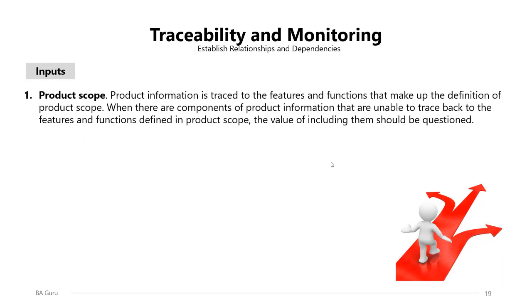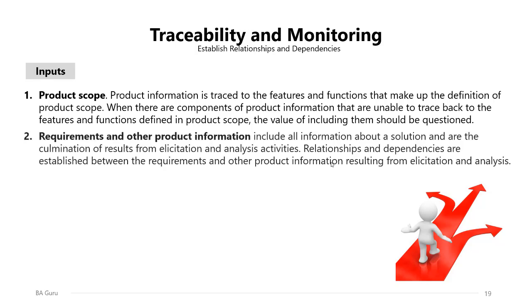The inputs we will need for this process, starting with the product scope, which is an output of the assemble business case process. Product information is traced to the features and functions that make up the definition of product scope. When there are components of product information that are unable to trace back to the features and functions defined in product scope, the value of including them should be questioned.